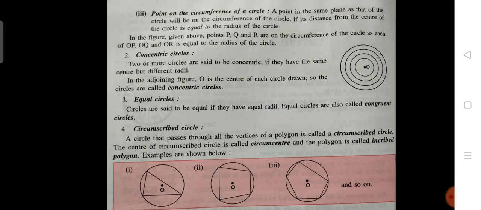For example, a figure is given there. First is a triangle. A triangle is a polygon with 3 vertices, and look, the circle touches the 3 vertices. That means it is a circumscribed circle. Next is a quadrilateral with 4 sides. The circle touches the 4 vertices. Next is the pentagon, and the circle touches the 5 vertices of the pentagon. So these are the circumscribed circles, and the polygons are called inscribed polygons. I hope all of you understood these kinds of circles.